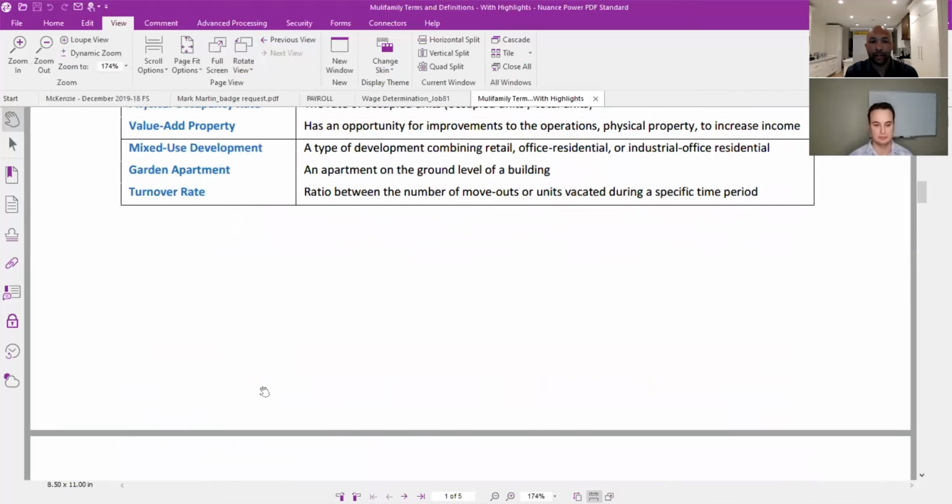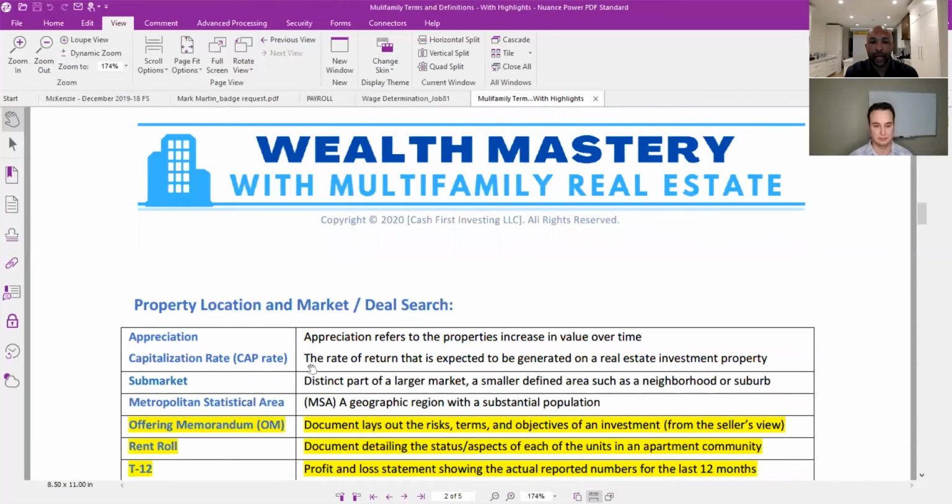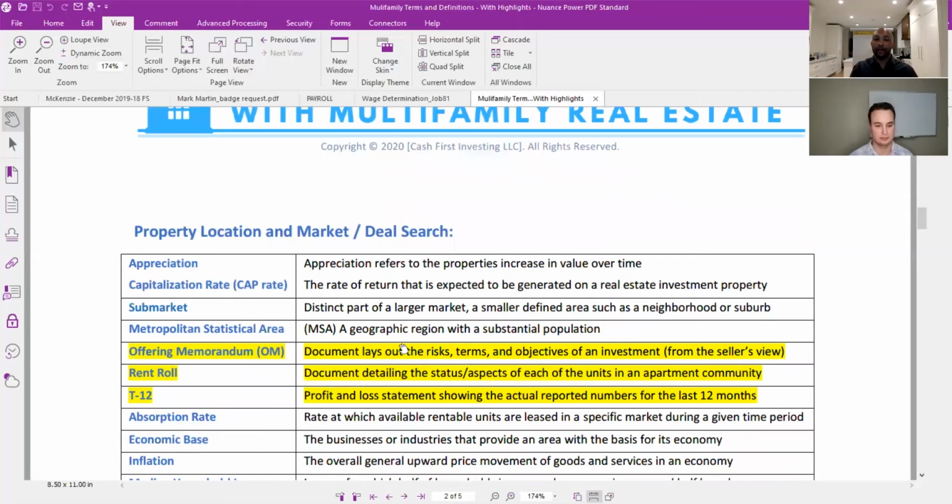Then we have, under the property location, market and deal searching, an offering memorandum. This is what brokers will use to market a property. It's basically a sales message. It's going to be all the pretty pictures and all of the demographics of the area, all of the information about the property, how many units, how many are renovated, how many are not, what the rents for the units are.